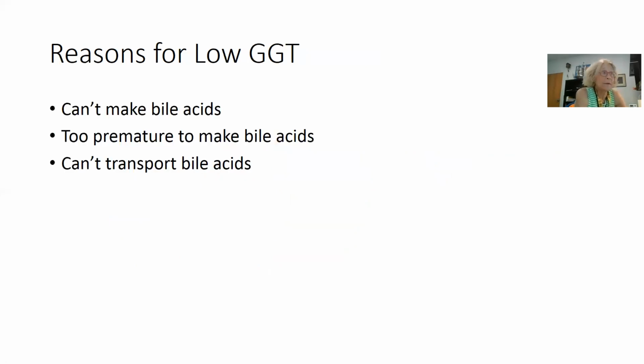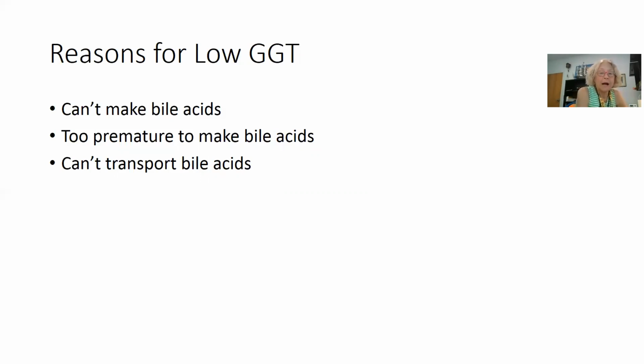So what are the reasons for low GGT? One, maybe you can't make them. Maybe you have a genetic synthetic defect. These are actually rare, but they certainly happen. Premature infants don't make very many bile acids just because they're premature and those enzymes haven't developmentally achieved their regular levels yet. And so they may not mount a GGT response.